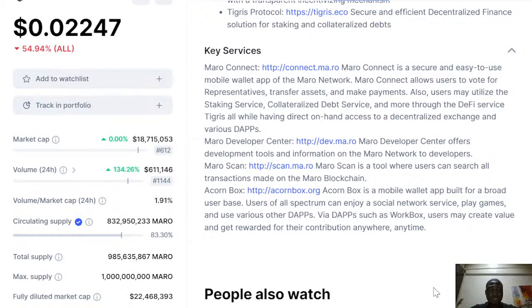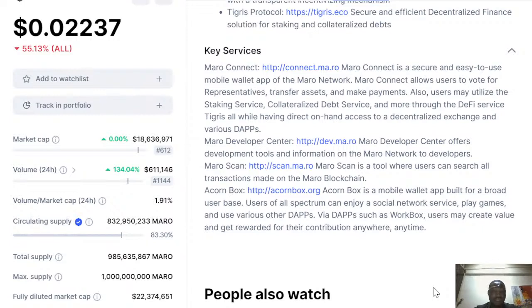So now the microscan is a tool where users can search for all transactions made on the micro blockchain. That is where you can scan for all the services they offer. And they also have the micro box, a mobile wallet built for base users. Users can enjoy social network services, play games, and use various other dApps.